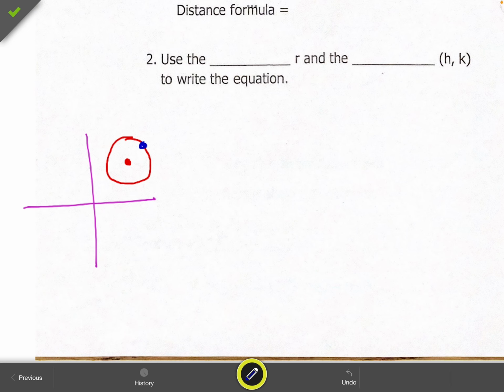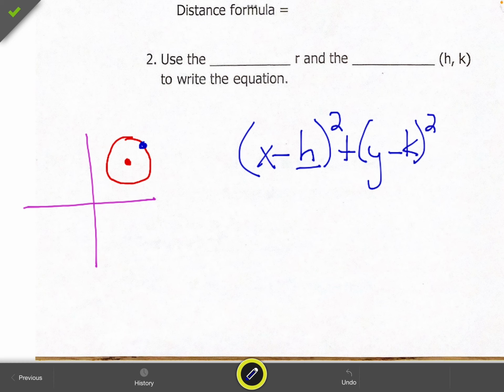Well, you guys know standard form: x minus whatever your h is, squared, plus y minus whatever your k is, squared, equals your radius squared. The problem is we don't know the radius. They're going to give us the h, they're going to give us the k, but they're not going to give us r. They're not going to give us the radius.